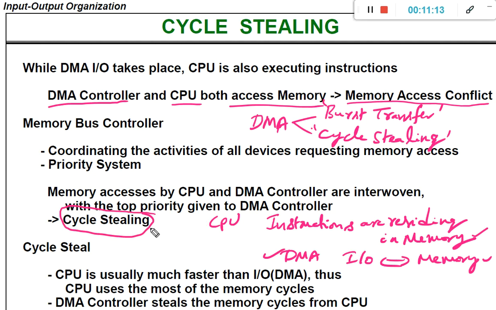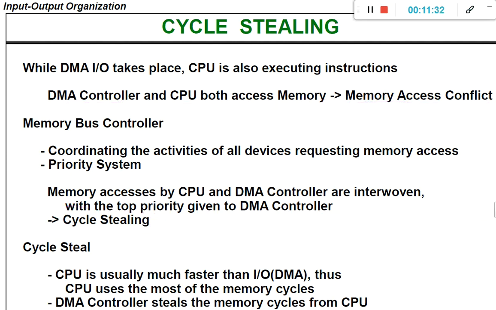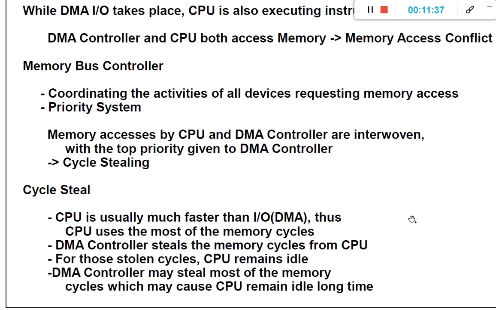So as far as the cycle stealing is concerned, the DMA controller will get the top priority, and the data transmission will be performed by the DMA controller. Here the DMA controller steals the memory cycles from the CPU, because both the CPU as well as the DMA controller need the same memory. So there must be some sharing between the CPU and the direct memory access controller. That's why some of the cycles will be shared by the CPU and some of the cycles will be shared by the DMA controller.